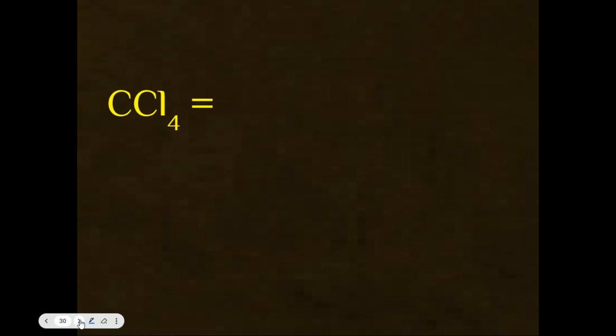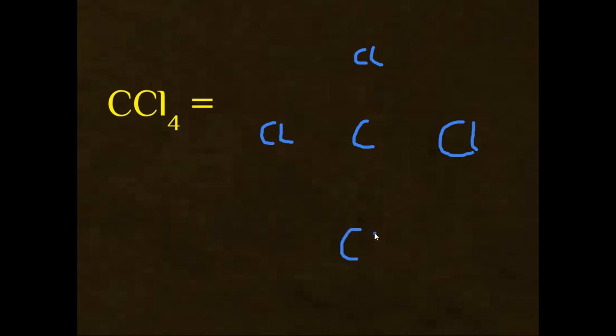Our final example, CCl4. Here we have 1 carbon and 4 chlorines. So we're going to draw carbon in the middle, and we're going to draw 4 chlorines around it. Carbon is in group 14, so it has 4 valence electrons. 1, 2, 3, 4. Chlorine is in group 17, so it's going to have 7.